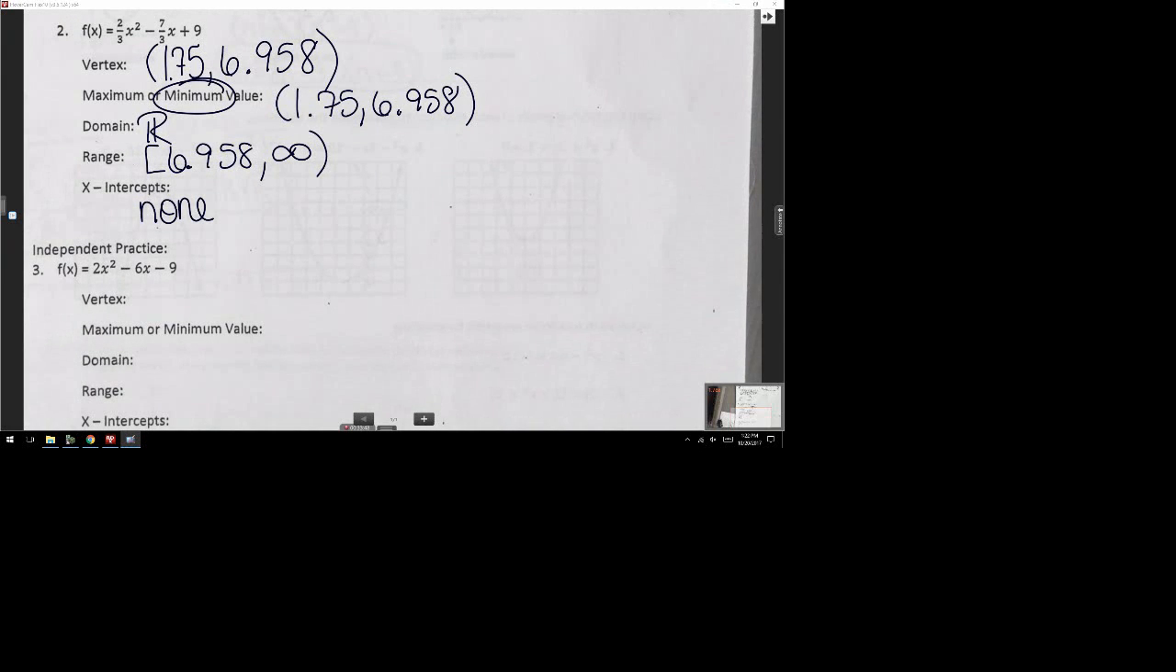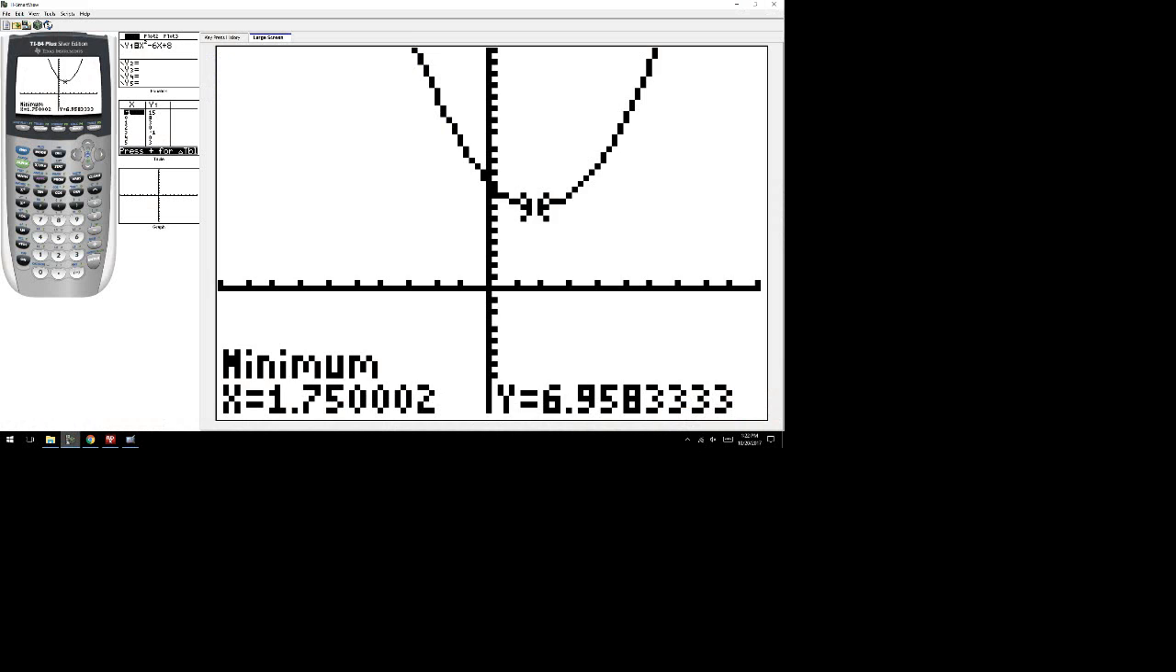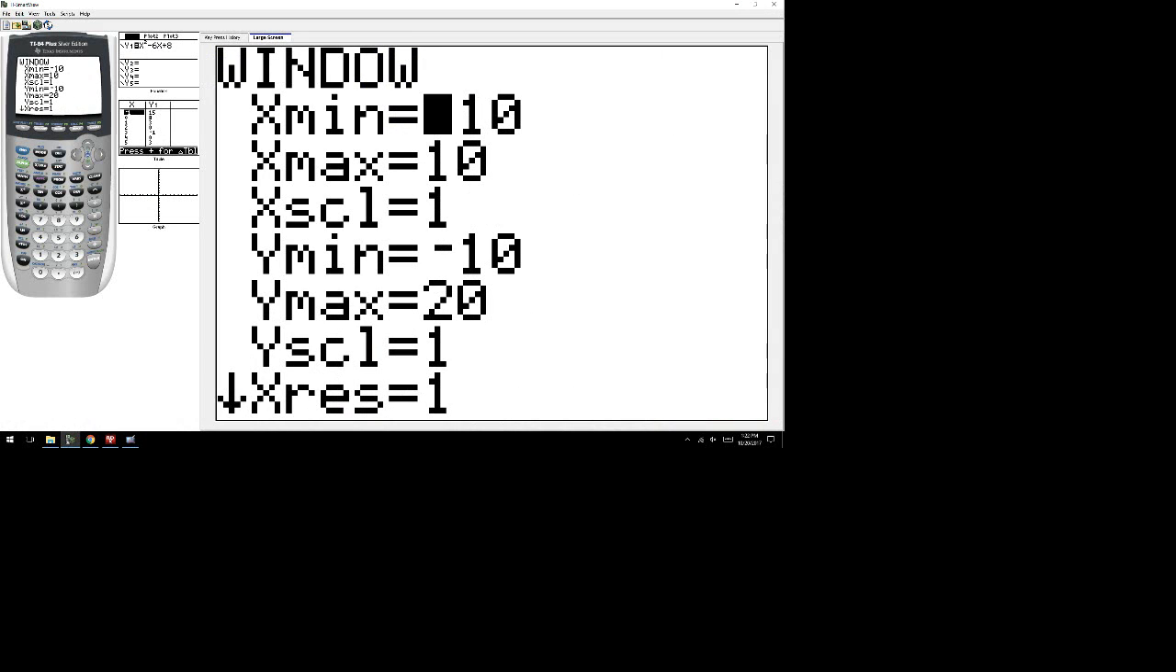Number 3, I want you to do something real quick. Go back to your window. I need to set it back to the default setting. What was the default setting? Your minimums are negative 10s, and your maximums are positive 10s. If you set your minimums at 10 and not negative 10, it will give you a window error. So make sure they are back there, and then hit second quit.